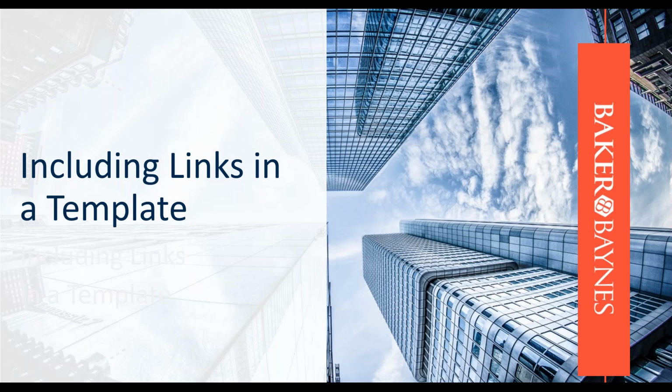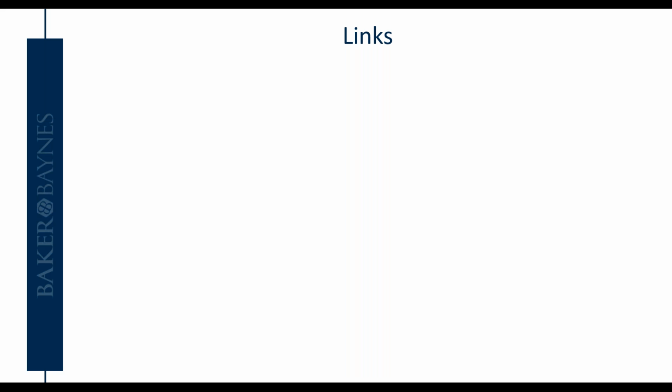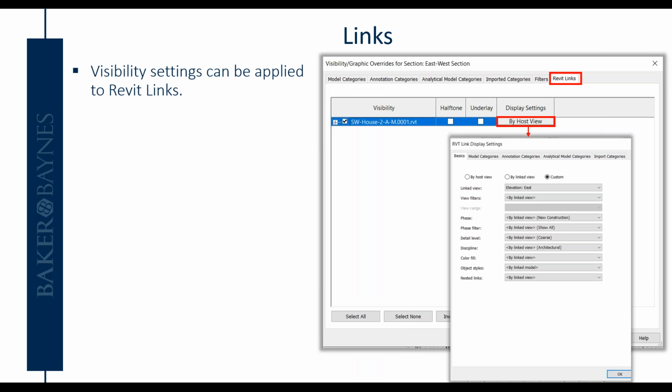So now going over to including links inside of a template. A question that is asked a lot is how to deal with the graphics and view settings of links. Now, any visibility settings can be applied to a link, but you can only do so if that link is physically inside of your project. Also, if your link is removed, you lose your visibility settings as well. So in terms of a template, working with links can be quite tricky.